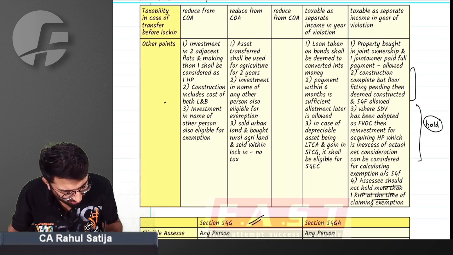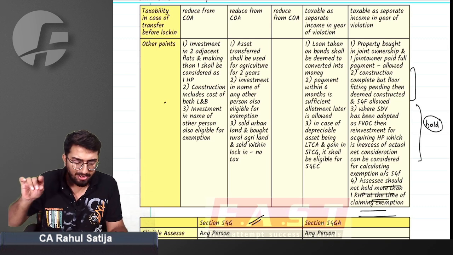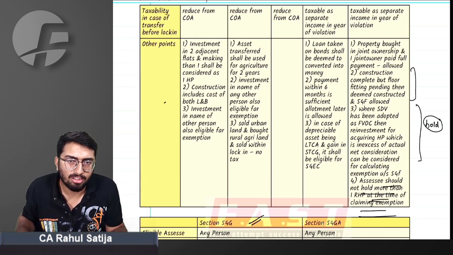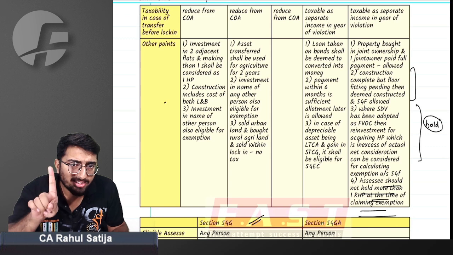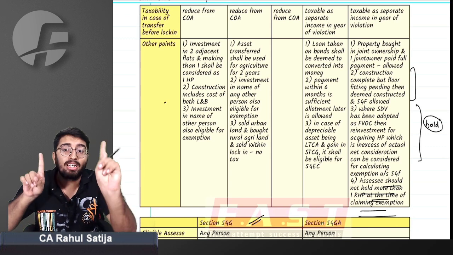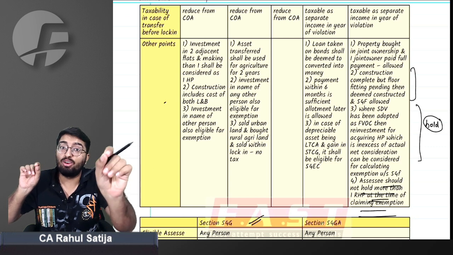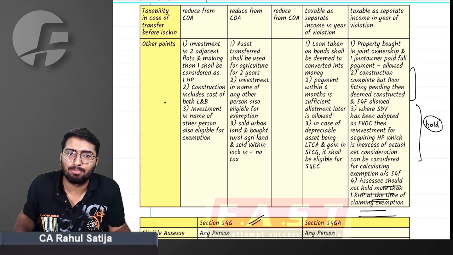Says he should not hold more than one residential house property at the time of claiming exemption. When you are claiming exemption under section 54F, you can only have one residential house property, and in addition to that you are buying a new residential house property. It should not be the case that you already have two. If you have two, you will not be allowed any exemption.